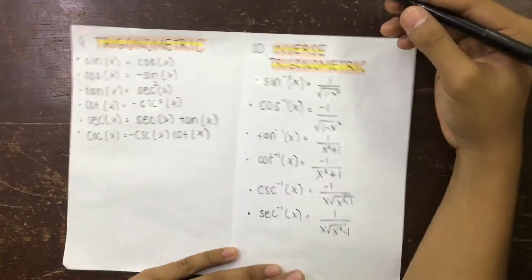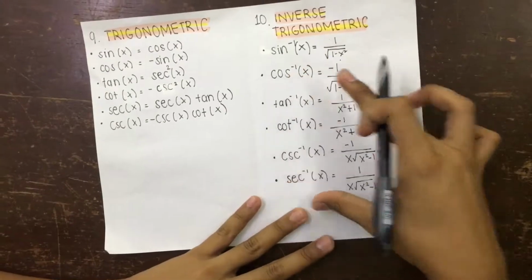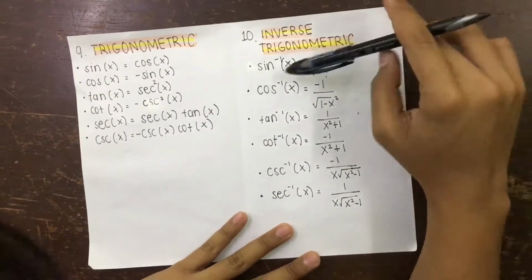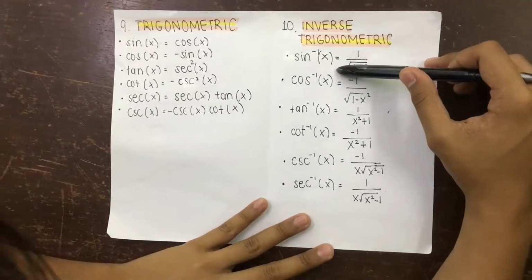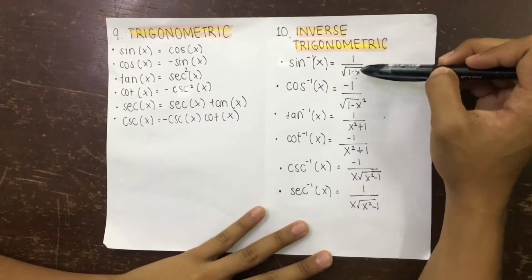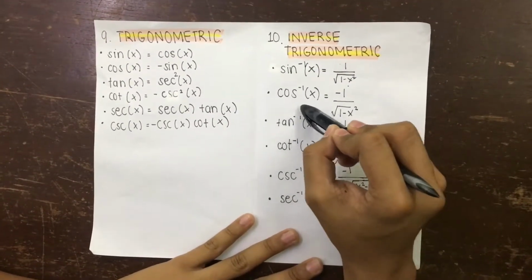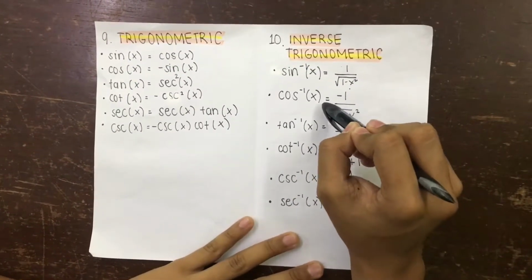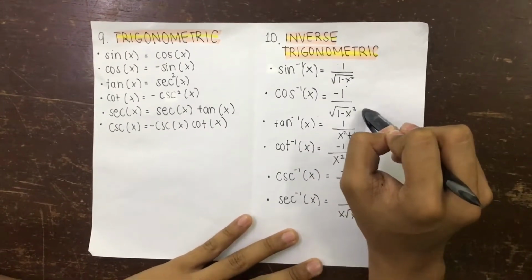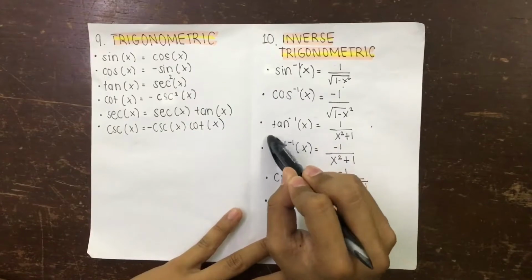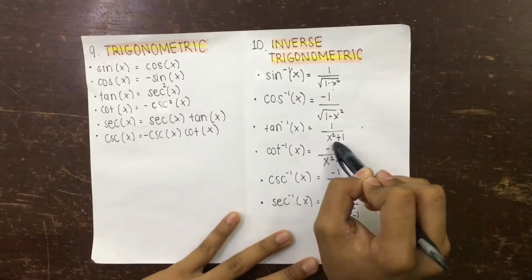So this is your trigonometric rule, and we have to memorize this for us to be able to do our examples later on. The next rule is the inverse trigonometric rule. So we will memorize this also. So the first is the inverse of sine x. Its derivative is 1 over square root of 1 minus x squared. The inverse of cosine x, its derivative is negative 1 over square root of 1 minus x squared. The derivative of inverse of tangent x is equal to 1 over x squared plus 1.